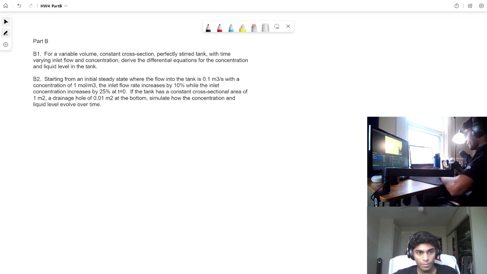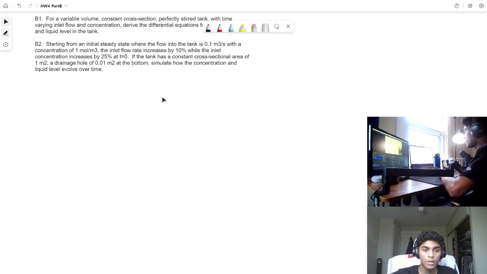So part B asks us to do a couple things. First off, it's going to ask us for a tank with a variable volume, constant cross-section, and perfectly stirred with time-varying inlet flow and concentration. We're going to derive some differential equations for the concentration and liquid level in the tank.